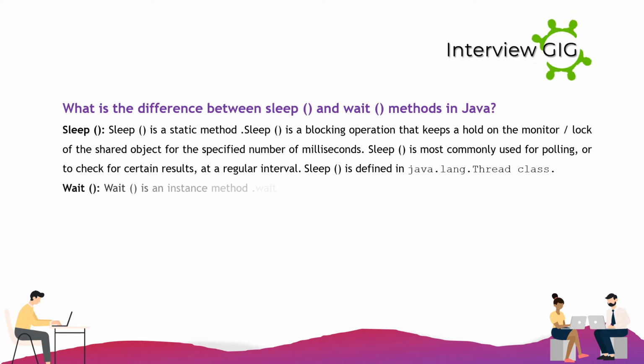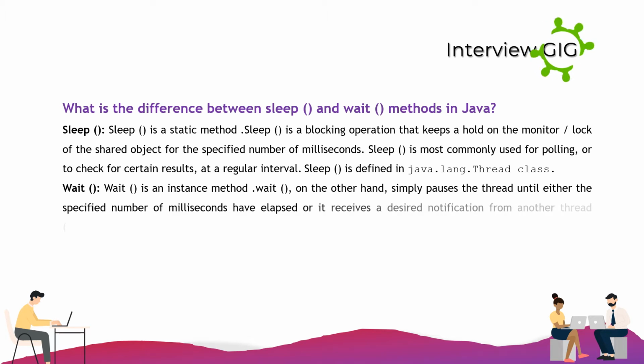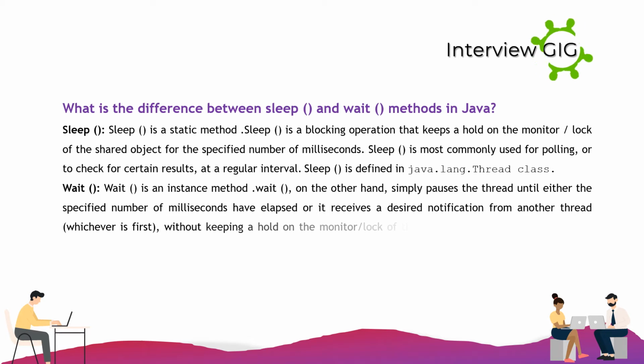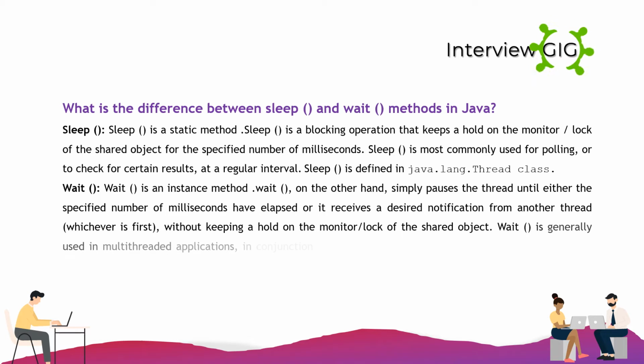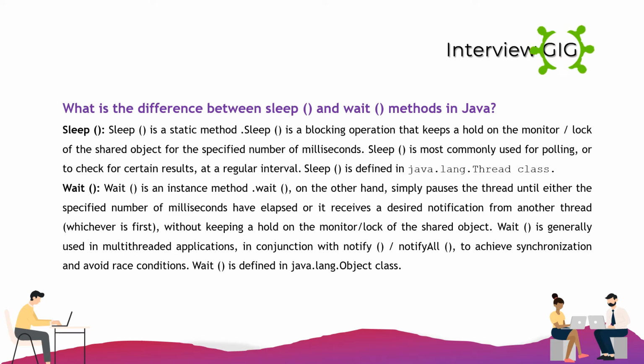Wait is an instance method. Wait, on the other hand, simply pauses the thread until either the specified number of milliseconds have elapsed or it receives a desired notification from another thread, whichever is first, without keeping a hold on the monitor lock of the shared object. Wait is generally used in multi-threaded applications, in conjunction with notifyAll, to achieve synchronization and avoid race conditions. Wait is defined in java.lang.Object class.